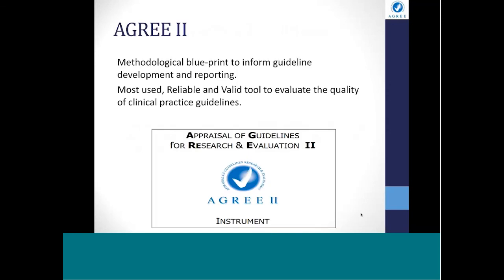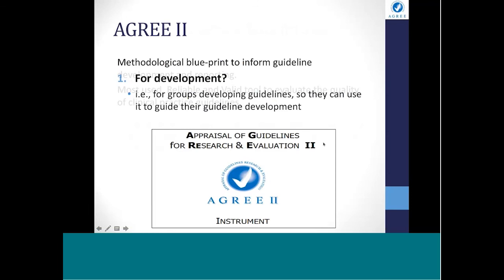So what is AGREE 2? The AGREE is a methodological blueprint to inform guideline development and requirements. It's the most used around the world, a reliable and valid tool to evaluate the quality of clinical practice guidelines. And as you can see in the name, this is the second version, because there was a first version, and the second is the update of that version, which is the one that I am going to talk about.